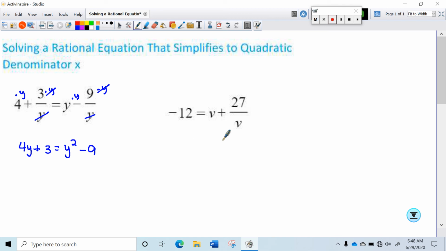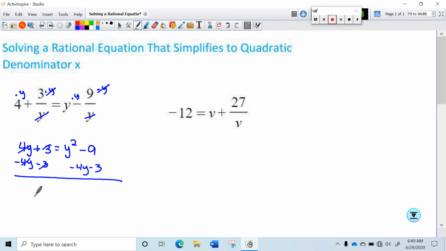Now we have a squared term, so I want to leave it positive. So you're going to leave the y squared minus 9 alone and move everything else over. You do that by doing opposites. The opposite of positive 4y is negative 4y, so I'm going to put that over here. And the opposite of positive 3 is negative 3. You have to do it on both sides.